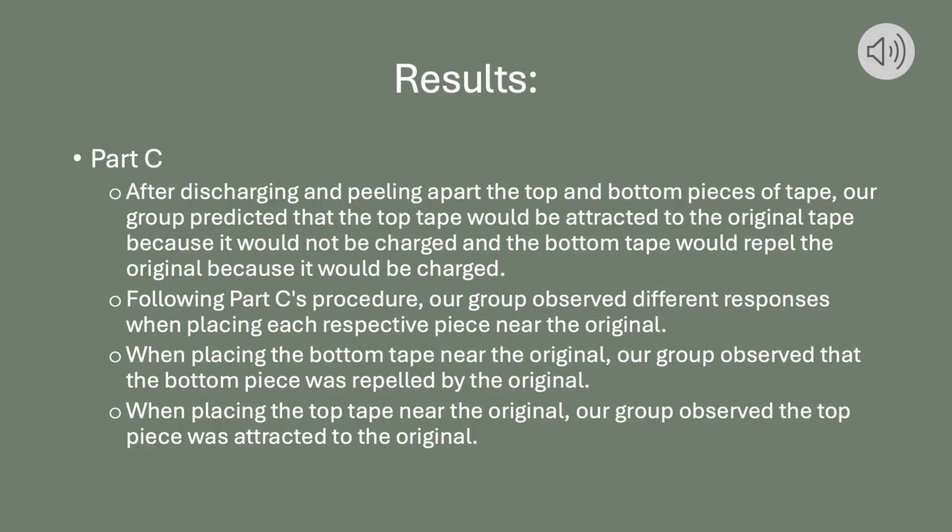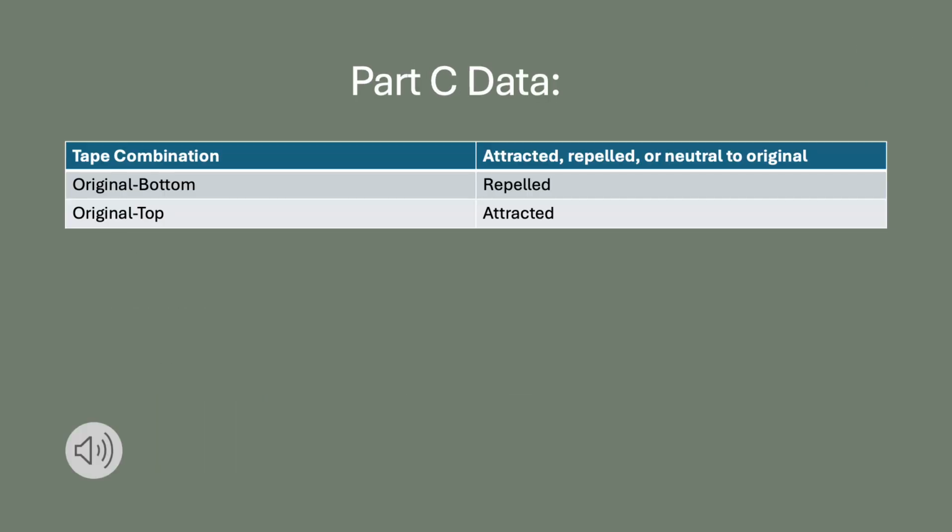Following part C's procedure, our group observed different responses when placing each respective piece near the original. When placing the bottom tape near the original, our group observed that the bottom piece was repelled by the original. When placing the top tape near the original, our group observed that the top piece was attracted to the original. For the part C data, the tape combination was that the original bottom repelled and the original top attracted.